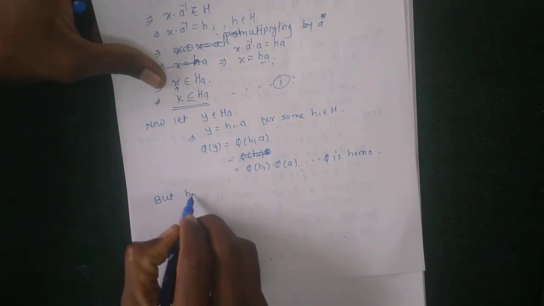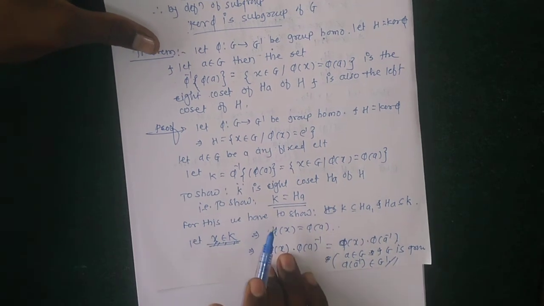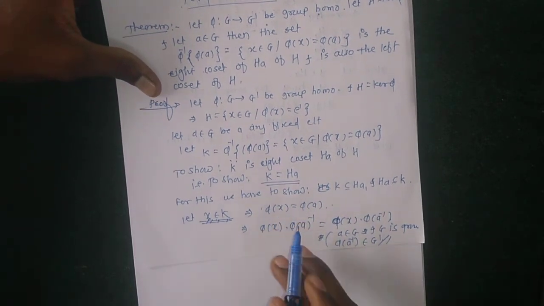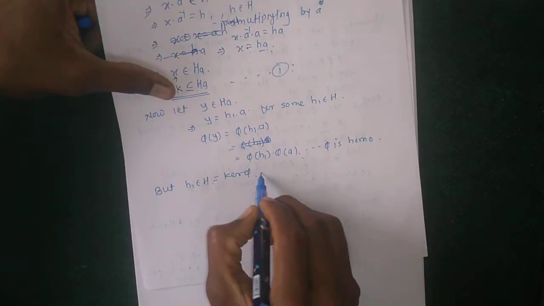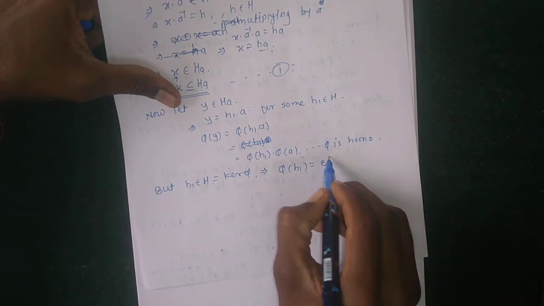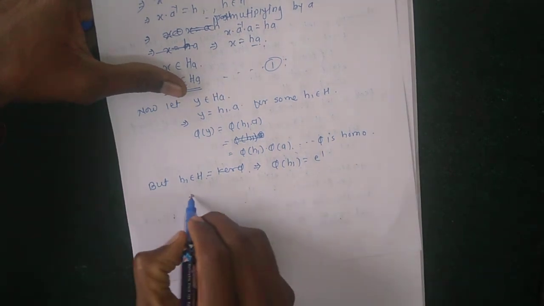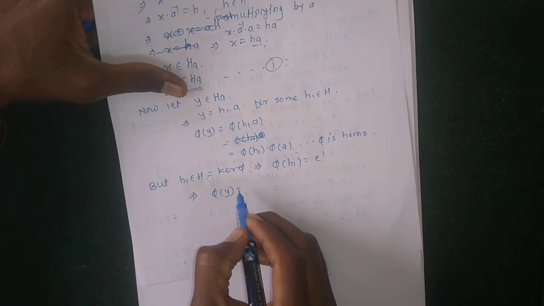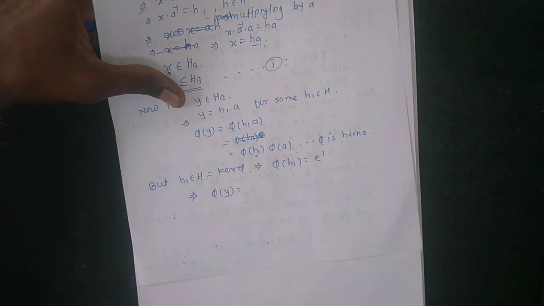But here H1 belongs to H, and H is the kernel of phi. Okay, assume that H equal to kernel phi. H1 belongs to H, and H is kernel phi, which implies that phi of H1, the image of H1, is the identity in the codomain. Okay, which implies that phi of y equal to phi of H1 is identity, and identity into phi of A is equal to phi of A itself.